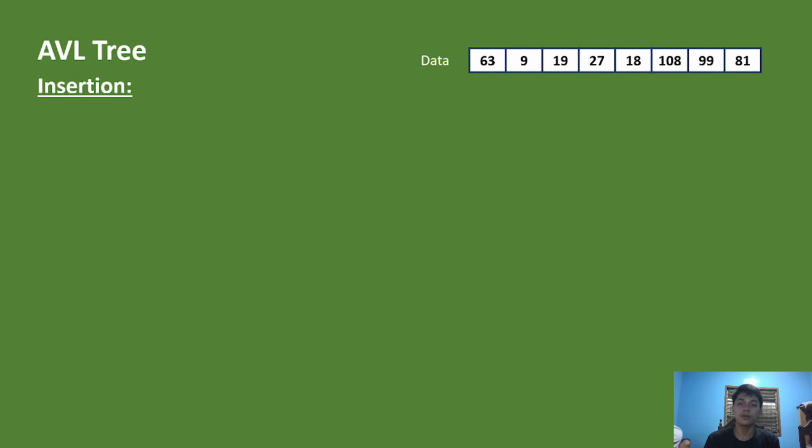We have data here that we're going to insert. It is 63, 9, 19, 27, 18, 108, 99, and 81. So first we're going to insert 63, and then we're going to insert 9. Since 9 is less than 63, we're going to put node 9 into the left side of 63.